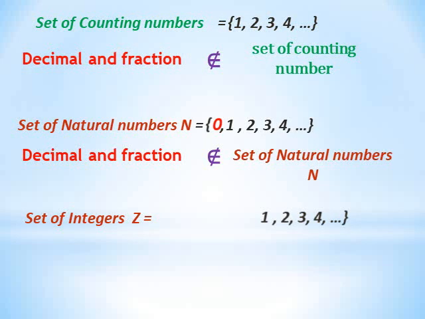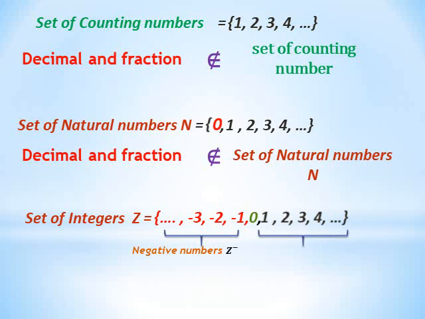Counting numbers: 1, 2, 3, 4. If I add 0, it will be 0, 1, 2, 3, 4, 5, and so on. We call it natural numbers. If I add negative numbers to it, it will be integer numbers. These negative numbers here, we call them Z negative. And the other numbers here, 1, 2, 3, 4, we call positive numbers. We call it Z positive.